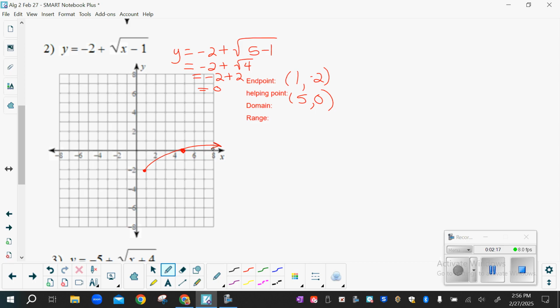So my domain on this one, this group, tell me what my domain is. Greater than or equal to 1, yep. Does that make sense? Greater than or equal to 1. And then somebody else besides Elijah, what would the range be on that one? Yes, y is greater than or equal to -2.